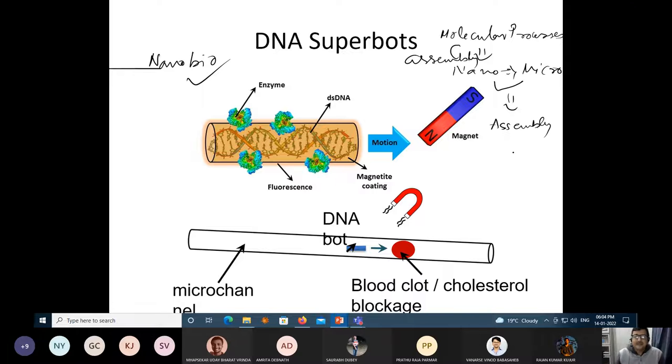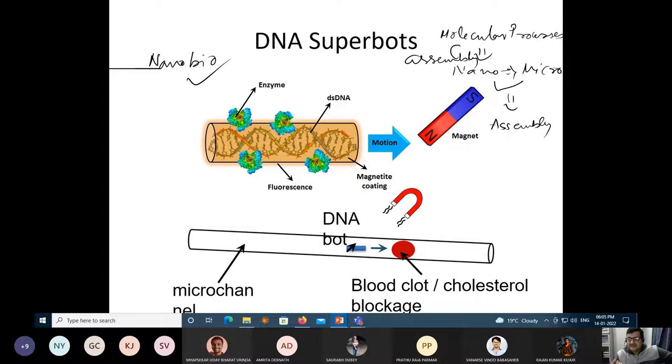One very simple example: suppose you have DNA structures, you are attaching enzymes, and maybe you are also putting some magnetic nanoparticles here. In that process, you can make this entire object a delivery vehicle, which is more biocompatible than only metal oxide, something like that. This type of system is called a DNA superbot. Essentially you are utilizing some components of your body only.